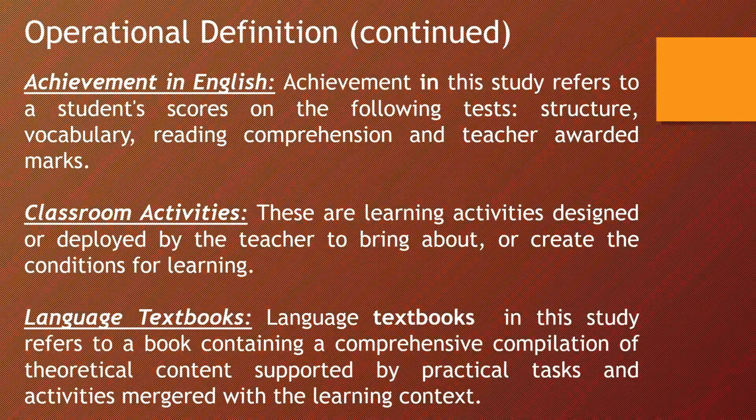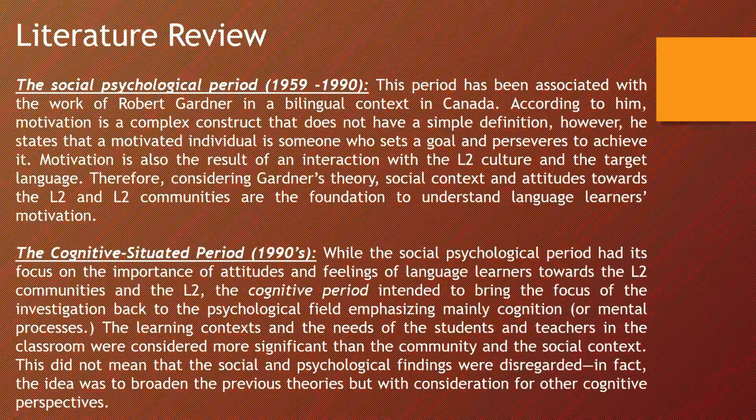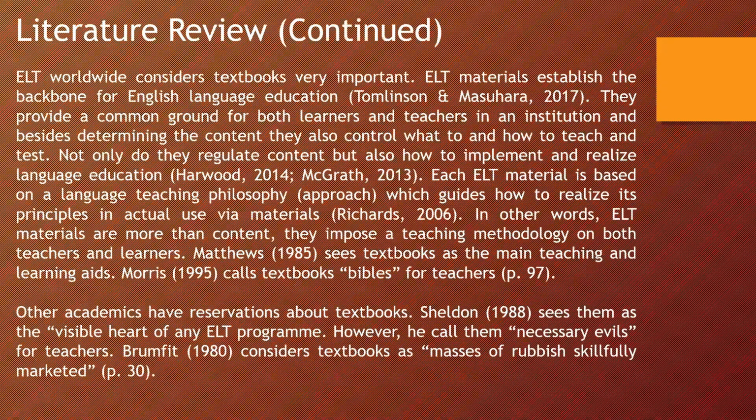And the literature review, actually it's a huge literature review I have to go through. First of all, the social psychological period from 1959 to 1990, then the Dörnyei period, that is the 1990s, the process model. We are also thinking about doing some literature from textbooks, as well as course design and material designing.